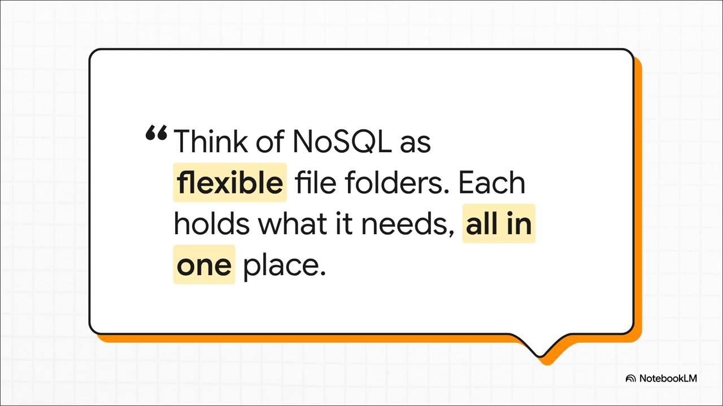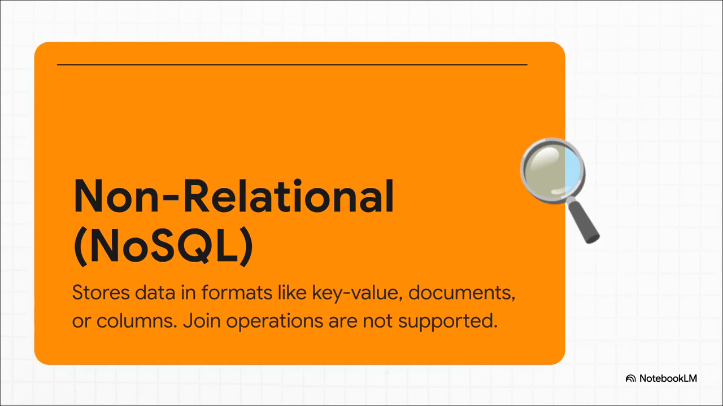This whole approach is built for one thing: speed, massive scale, and handling data that changes all the time. NoSQL databases don't really do rigid tables. Instead, they store data in all kinds of other formats. You'll see things like simple key-value pairs, or those flexible documents, or even wide column stores. And here's a crucial difference: they generally don't support join operations. Why? Because all the data you might need for a query is usually already bundled together in a single record.